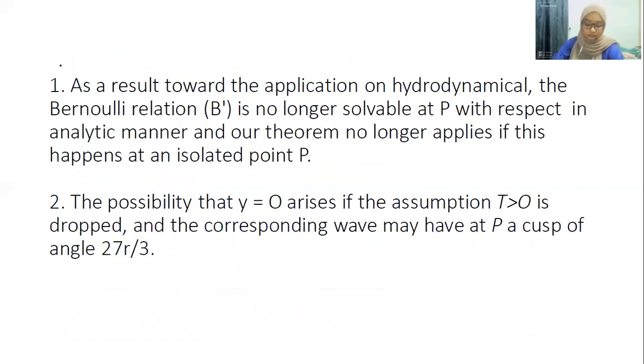Okay, for the next result, I will proceed with the application on hydrodynamics. As the result for the application on hydrodynamics, the Bernoulli relation, which is B prime, is no longer solvable at P with respect to partial gamma in an analytic manner, and our theorem no longer applies if this happens at an isolated point P. Since t is more than 0, they are derived from Bernoulli's law, which is a physical application, a bound for the elevation of the free surface, which is obtained by setting formally t equal to 0. If the assumption that t is more than 0 is dropped, the possibility that y is equal to 0 or t is equal to 0 will arise.